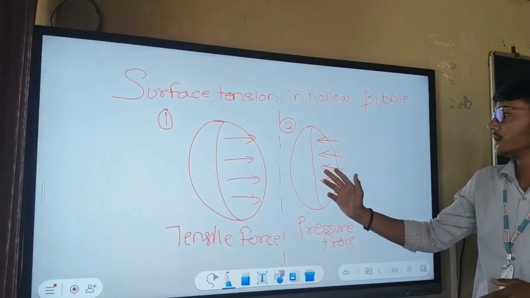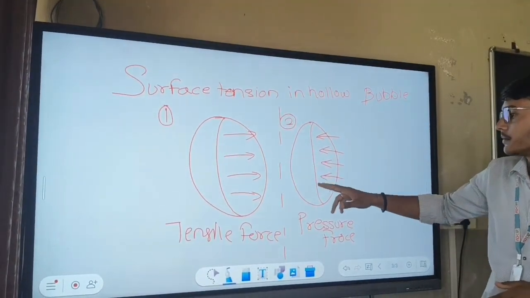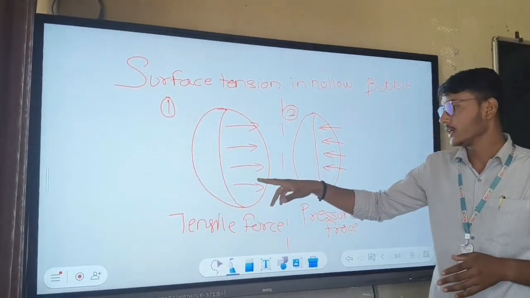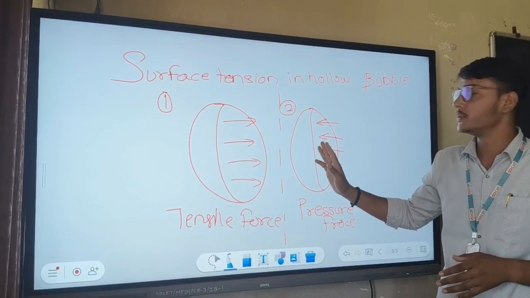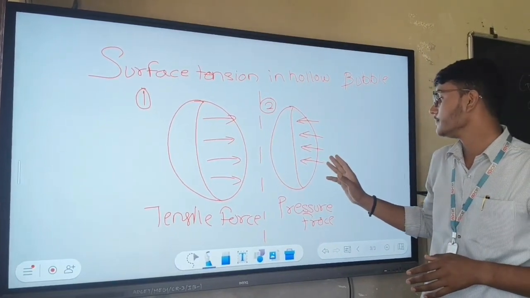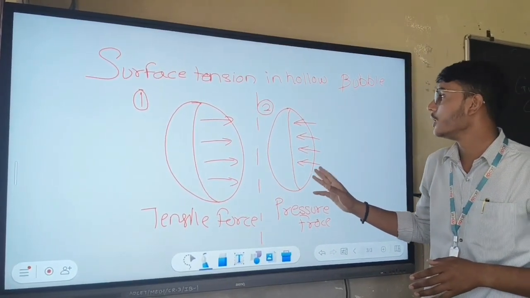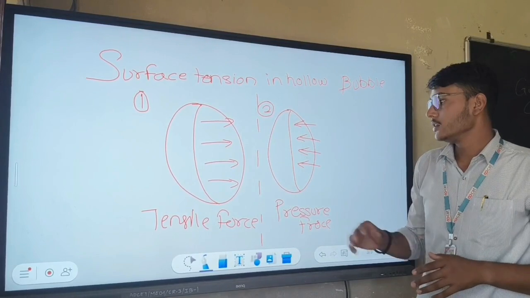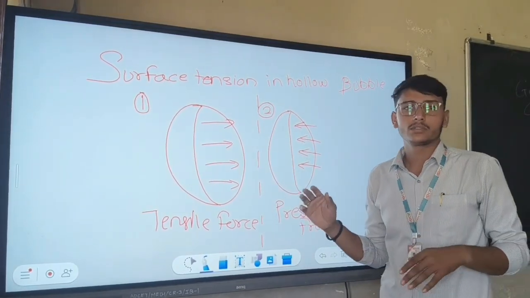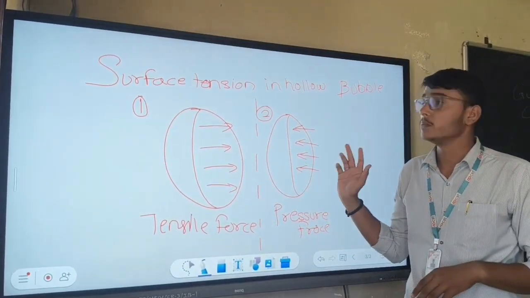This is a hollow bubble. It is a constriction. In this, the tensile force acts on the center from outward, and the pressure force acts on the hollow bubble. In this, the atmospheric pressure inside and outside acts on the hollow bubble.